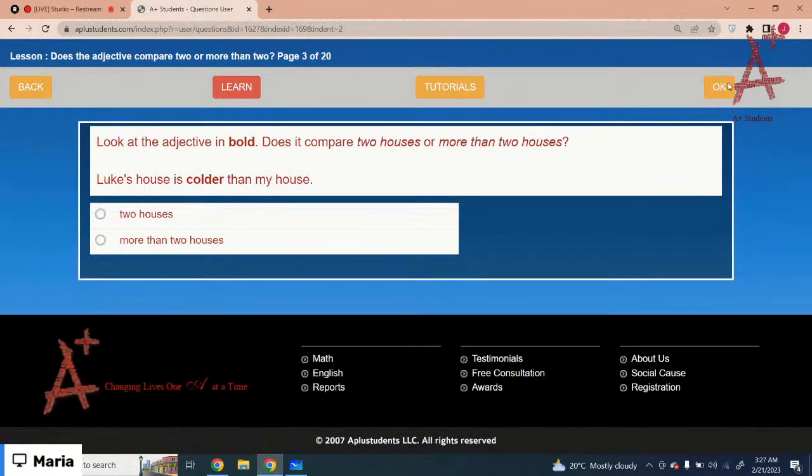Luke's house is colder than my house. So which is the correct option? Is it a comparison between two houses or more than two? Colder. Again, you have an er with the adjective. Got it? If you have an er with the adjective, that means that is the comparison between two places, animals, or things. Got it? So colder, you have an er. Got it? That means that is a comparison between two houses. Got it? So the correct option is two houses.